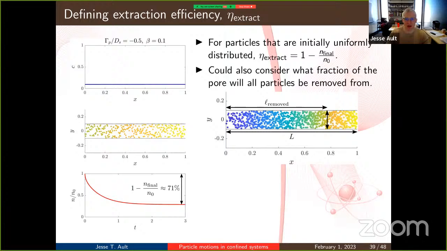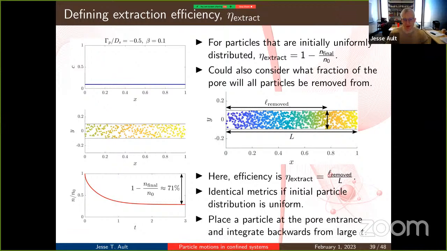You could also think about, what fraction of the pore will all particles be removed from? So if you were to place a single particle at this point, and integrate forward in time, it would end up exactly at the pore entrance after the full process is done. So you can do a single integration to calculate the efficiency for a single problem because we know analytically the salt concentration.